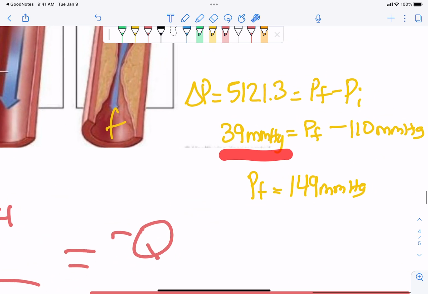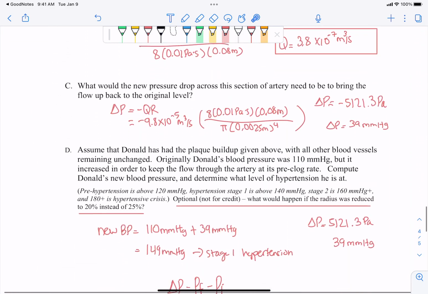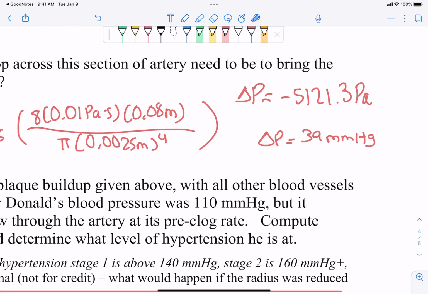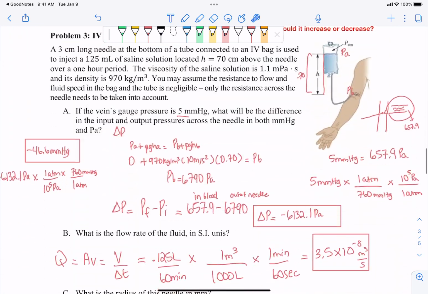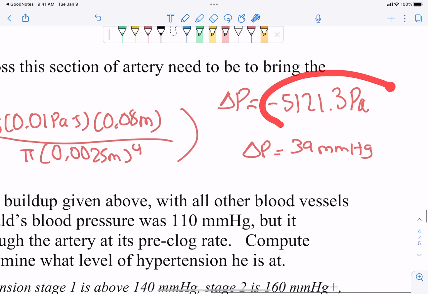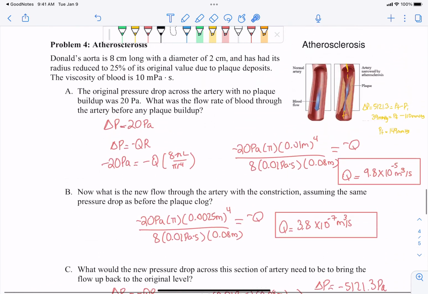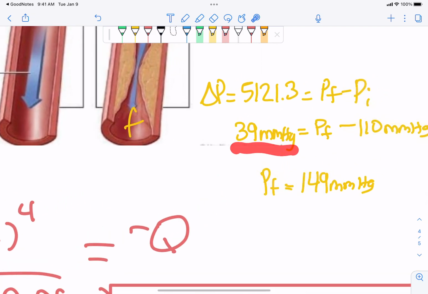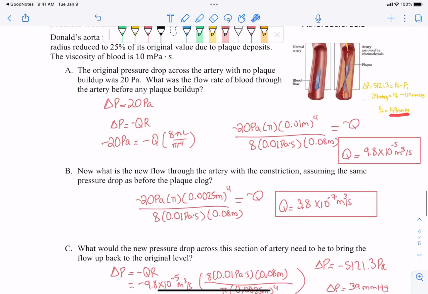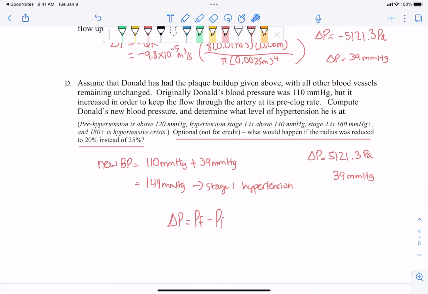39 millimeters of mercury is the conversion of 5,121 pascals to millimeters of mercury. So if we took this value here, 5,121, and converted it to millimeters of mercury, we'd get 39 millimeters of mercury. If we plug that into the equation, we know that the delta P is 39. Our final pressure is what we're trying to figure out, and our initial was 110. We can add that over, and we get 149 millimeters of mercury as our final pressure. And that's his new blood pressure, basically. Does that make a little bit more sense, relating it to the equation?